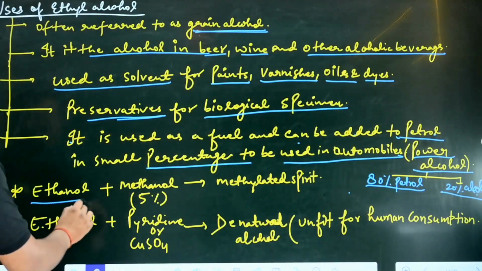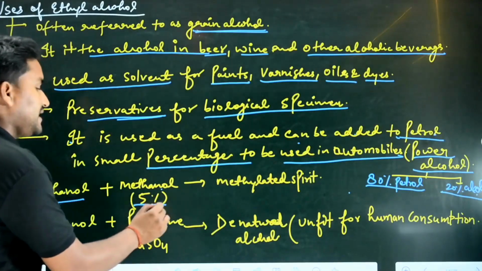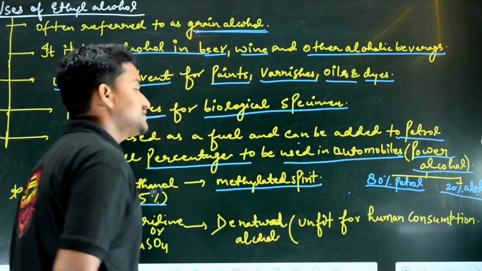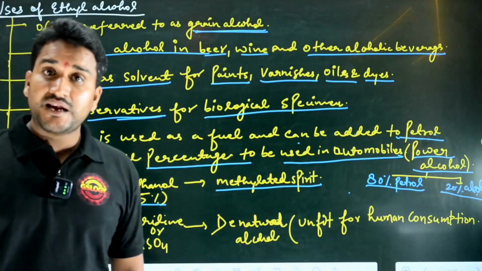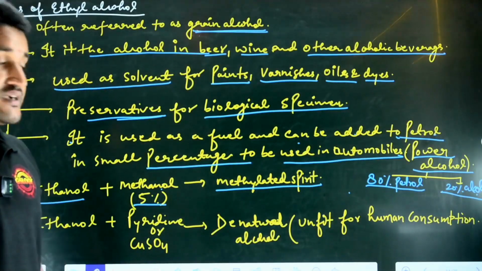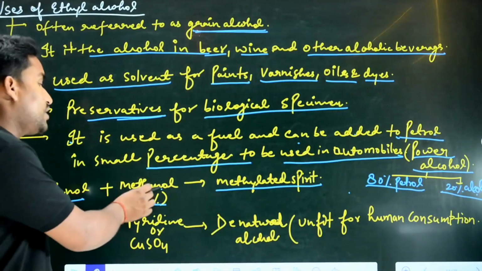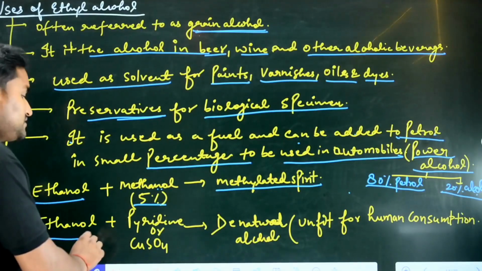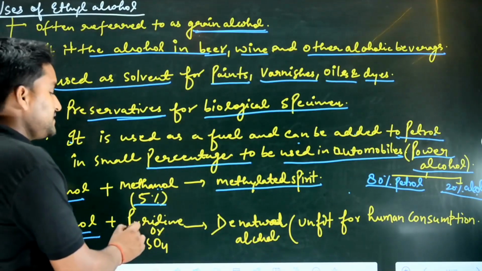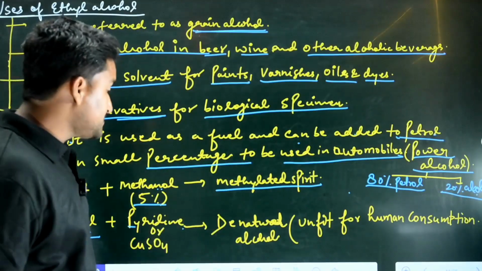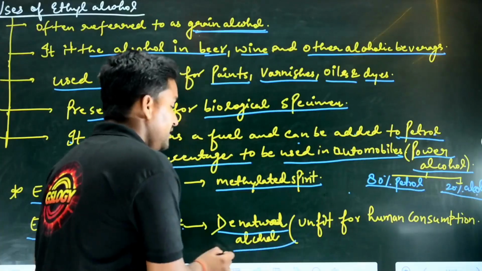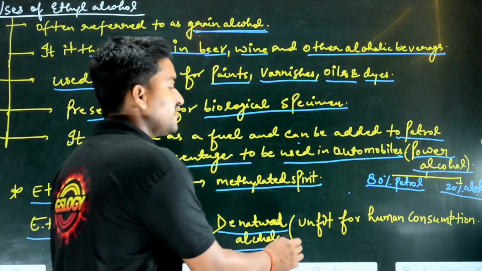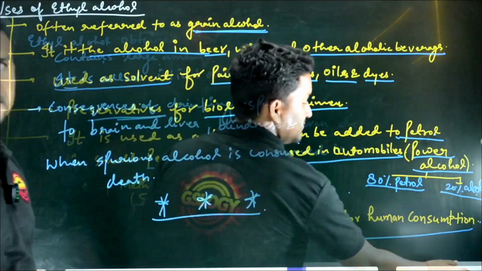When ethanol is mixed with about 5% methanol, it forms methylated spirit. What is methylated spirit? A mixture of ethanol and 5% methanol. And when ethanol is treated with pyridine or copper sulfate, it forms denatured alcohol, which is unfit for human consumption.